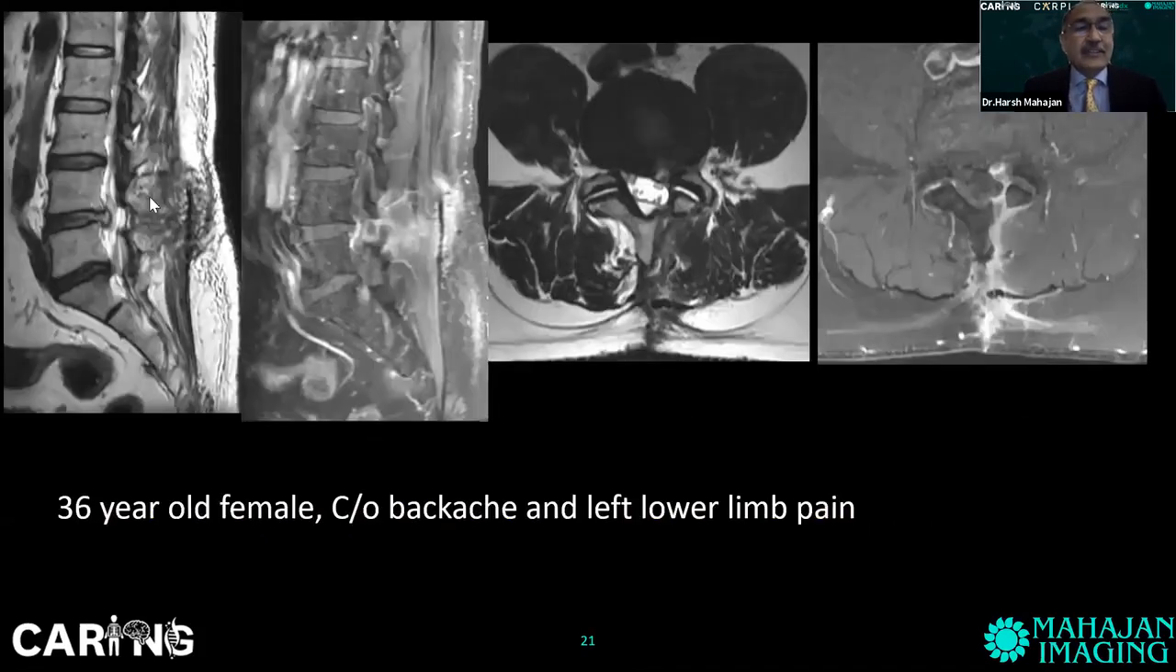And this is one such case where you see this is a 36-year-old female, backache, left lower limb pain, and here you can see the recurrent disc, and it's a small one, possibly not really of much consequence, and the epidural scar is actually showing the enhancement. On the plain scan, it's very difficult to make the differentiation.